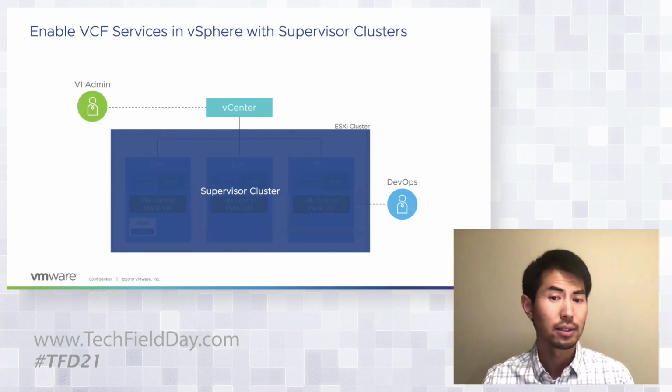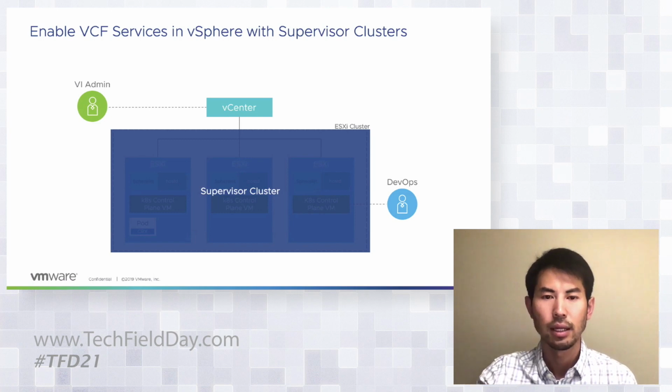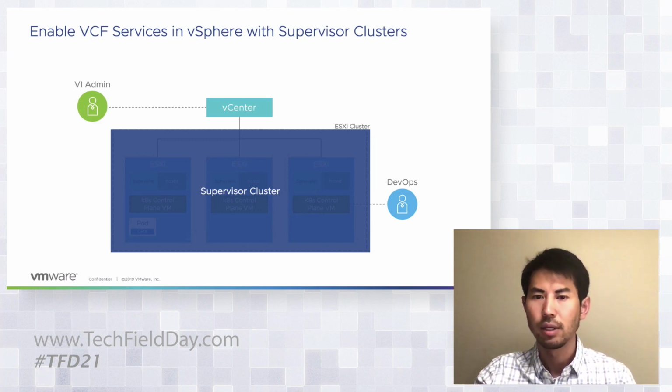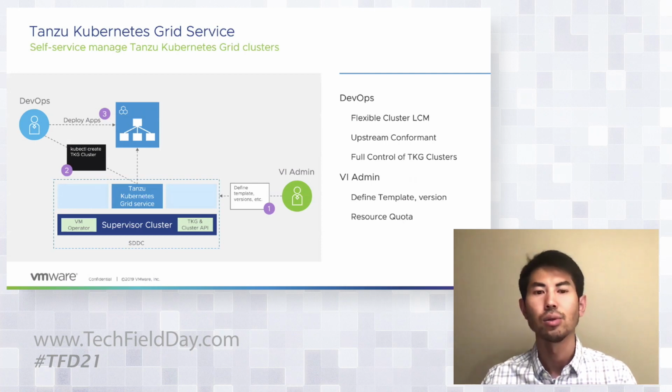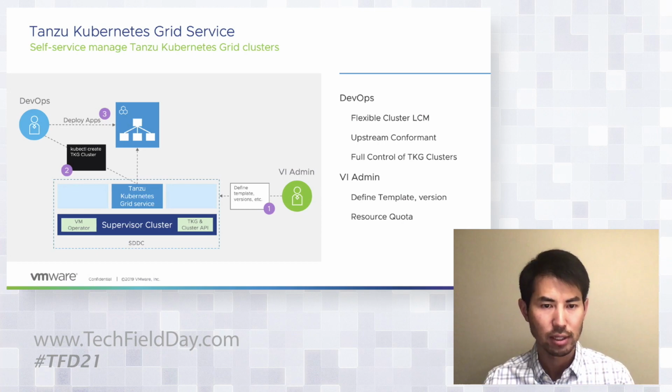All right, so this is the layer that we call the supervisor cluster. And this is the foundation of vSphere with Kubernetes. And so we deeply embed Kubernetes into a vSphere setup. So the next thing I want to touch on is the Tanzu Kubernetes Grid service. This is the goal, to make Kubernetes ubiquitous, put it everywhere, and make it standard.